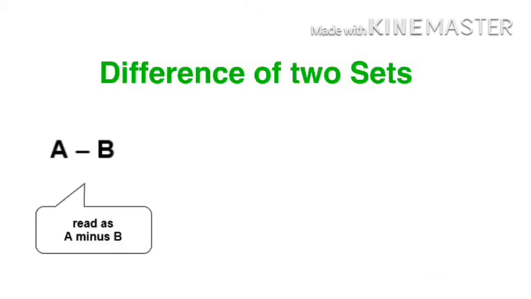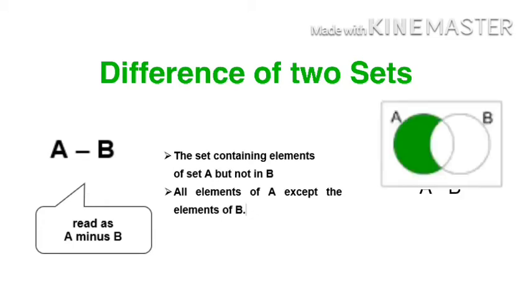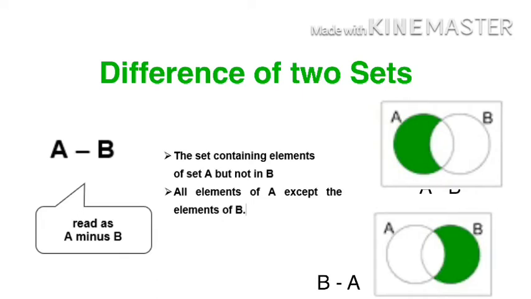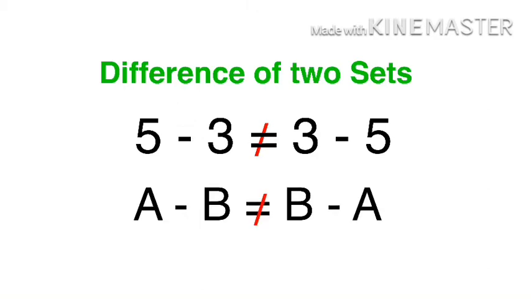Now, let's discuss the difference of two sets. If A and B are two sets, then A minus B is the set of all elements in set A but not in set B. Pero kung B minus A ka, then it is the set of all elements in B but not in A. Para mas masabtan, ingon ani. Diba, sa arithmetic, ang 5 minus 3 is not equal to 3 minus 5. So, same with sets, A minus B is not equal to B minus A.